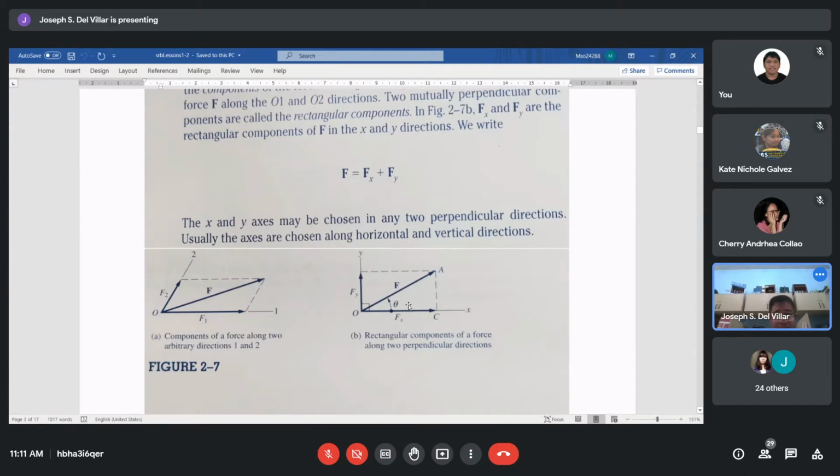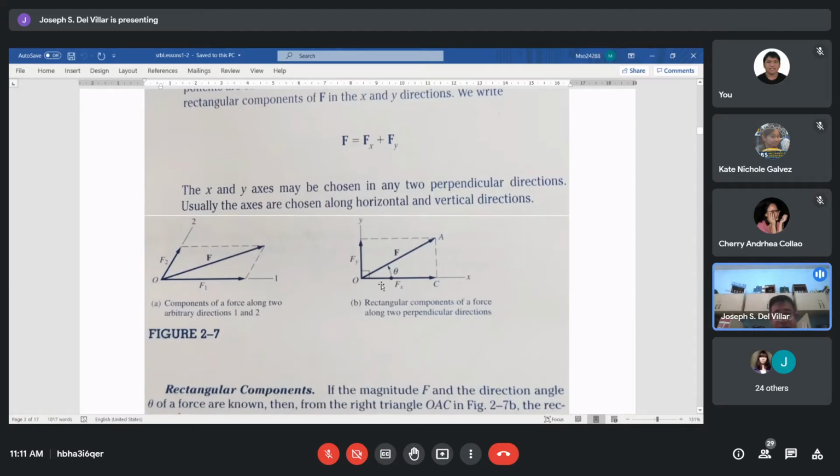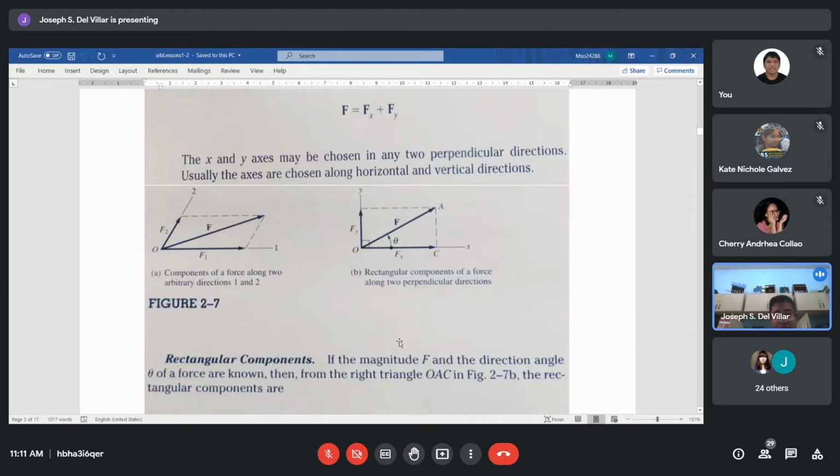So the forces must be represented by their magnitude as well as their direction. Fx is its x component because it is along, or parallel to, the x-axis, and Fy is its y component or vertical component, along or parallel to the y-axis. So this F can also be represented by the components.